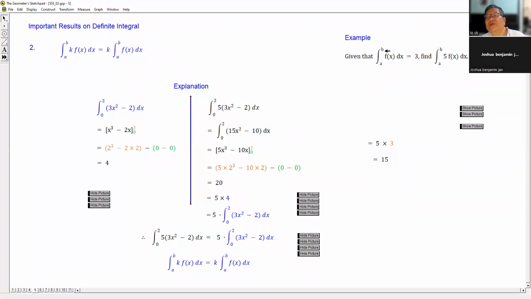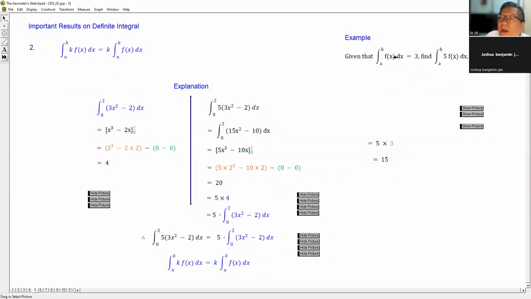Okay, the question is like this. I give you the answer for a definite integral. If I integrate f(x) dx from a to b, the answer is 3. Then I ask you, what is the answer for this definite integral?